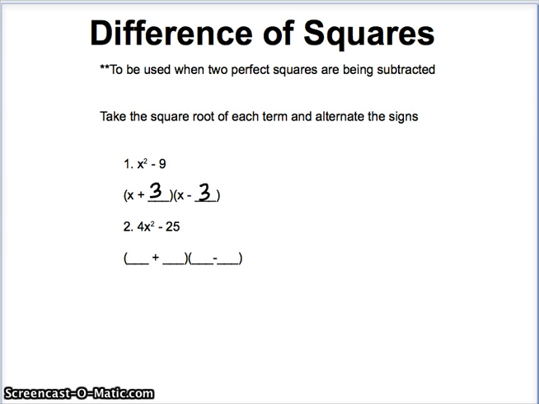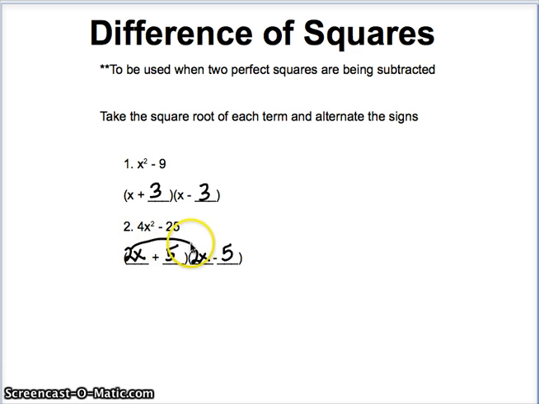Let's look at the next one. I've got 4x squared minus 25. I take the square root of the first term and I get 2x. I take the square root of the second term and I get 5. And now I alternate my signs. Now you're probably wondering, how does this magic happen? Let's take a look at what happens when I FOIL.